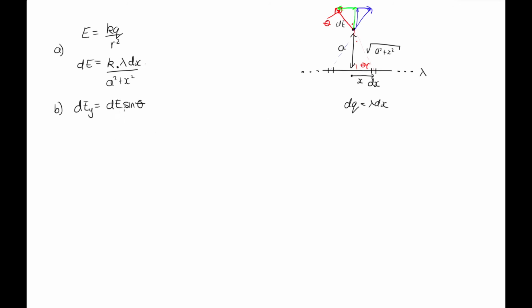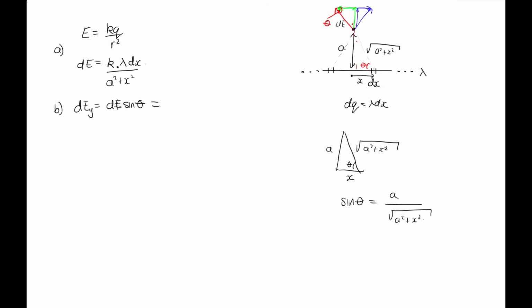So now what we need to do is come up with an expression for sine theta because theta is not one of the variables given in the question. So let's look at this triangle here. Let's draw it again just to be really clear. We've got x, we've got a, we've got the square root of a squared plus x squared, and this angle in here is theta. So sine theta is equal to opposite, which is a, divided by the square root of a squared plus x squared. And so we can substitute that in here.